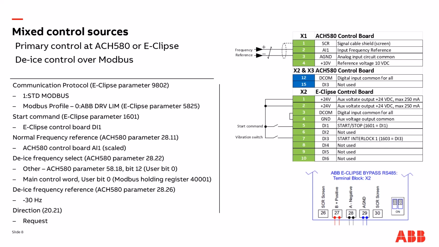And then the remaining de-ice setup is the same, with the same negative 30 hertz de-ice set point, and we've got our reverse operation enabled. And to the right, we can see that the primary control wiring is landed at the control terminals of either the ACH580 or E-Clipse bypass, and of course the RS-485 wiring for serial communication is required for the de-ice control. And as with the previous two slides, there's a complete demonstration of this control strategy with a Modbus client and demo case in that previous version of the topic for the standalone ACH580.